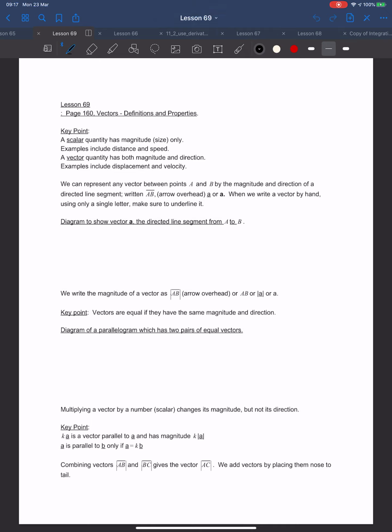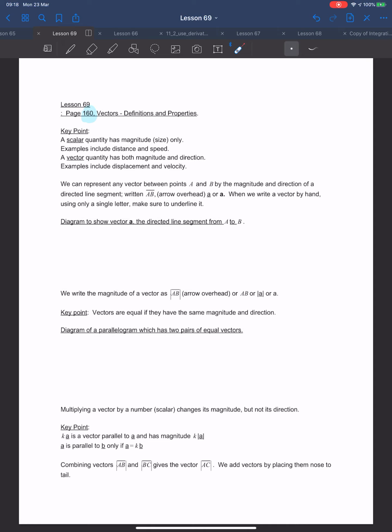Okay, so we'd actually go back to page 160 with this here. That's where the vectors started. So this is like AS vectors. I've got page 160 in front of me in my book. A key point: a scalar quantity has size only. I do know a lot of you will know this already from engineering or physics. Examples include distance and speed. A vector has magnitude and direction, and the examples include displacement and velocity.